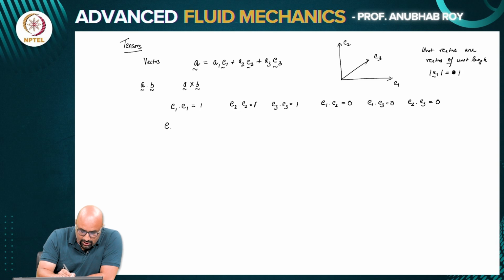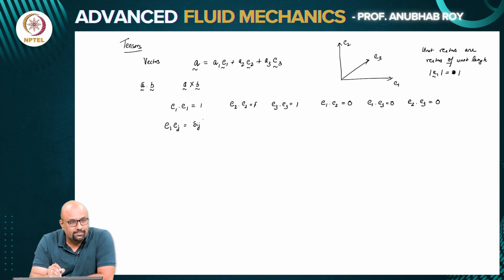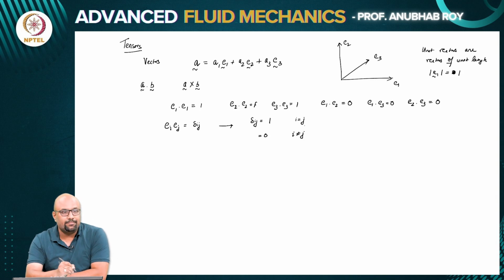So what I will do here is write E_i dot E_j is delta_ij. What this tells me is that I now have this quantity delta_ij, which will take a value 1 if i is equal to j, and will take a value 0 when i is not equal to j.